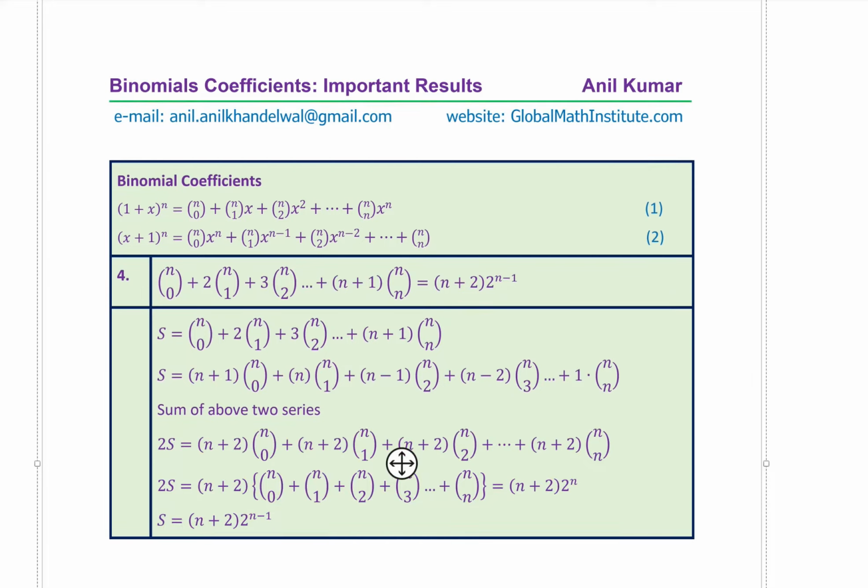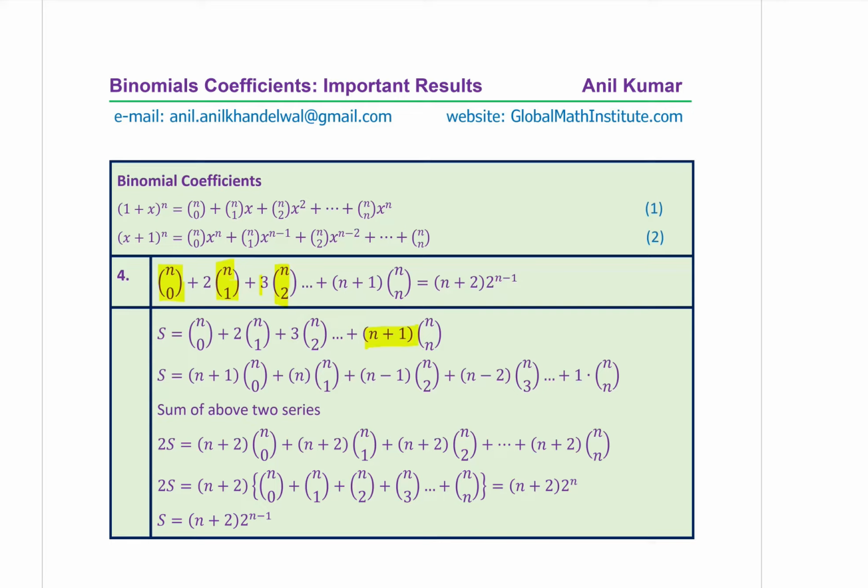In this case, we have a series similar to what we had last time. However, there's one difference. We have the first term also, nC0, right? The second term is multiplied by 2, the third term multiplied by 3, correct? So what you see here is r, and the multiplier is one more than r. That is what it is. So the last term will be n plus 1 times n choose n.